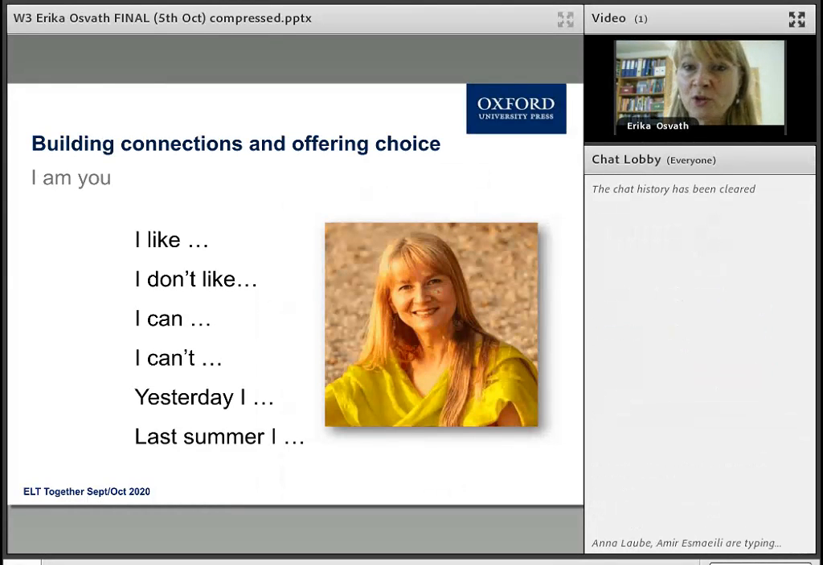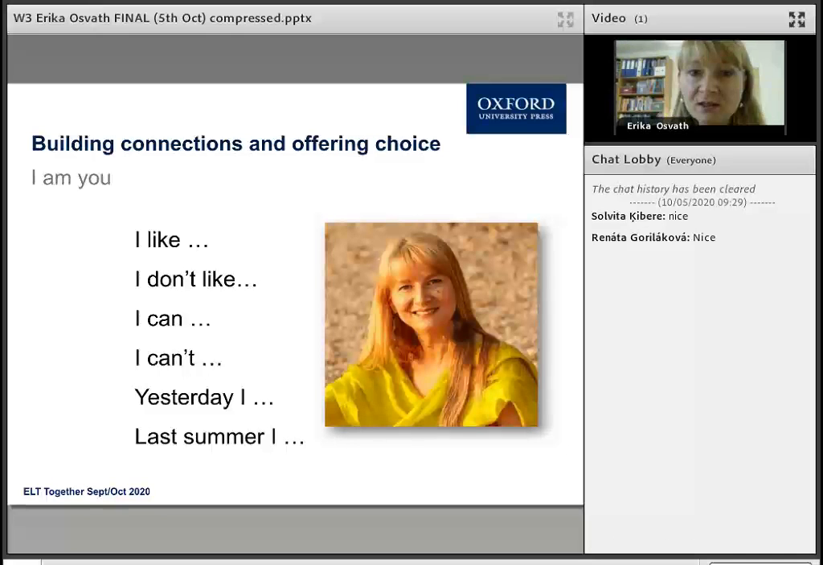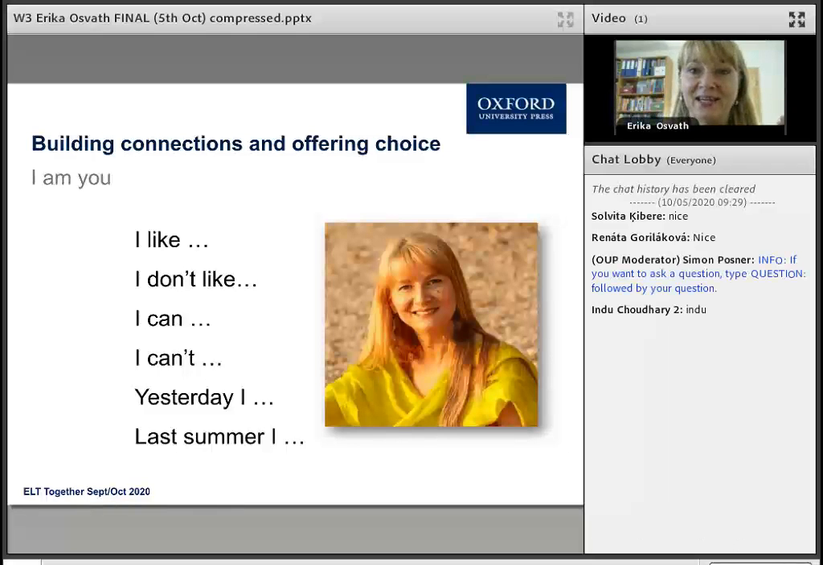Okay, so let's move on to another activity which does involve some language. And in this case, I'm also going to offer some choice. Okay, now imagine that your name is not Solvita, your name is not Renata, your name is not Kolosh, your name is not Mario, okay? You're all Erica, okay? Your name is not Indu. No, you're not Indu. You are Erica. You are me, okay? So imagine that you're me, okay?